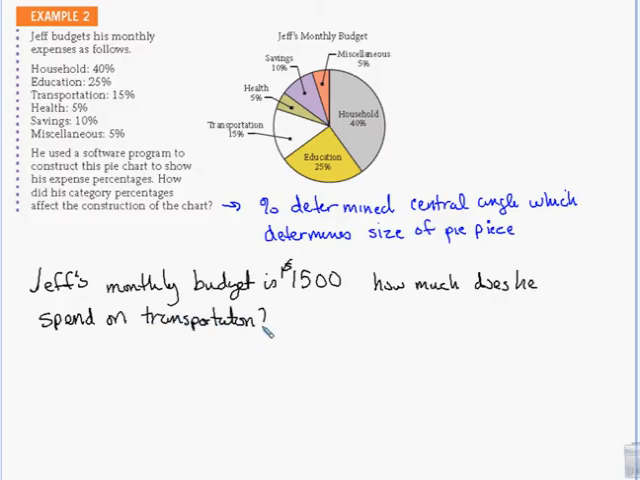Okay, and I want to know how much does he spend on transportation? Well, transportation is 15% of his budget. So I take that 15% and I turn it into a decimal. And then I take my decimal and I multiply it by my total. And he spends $225 a month on transportation.